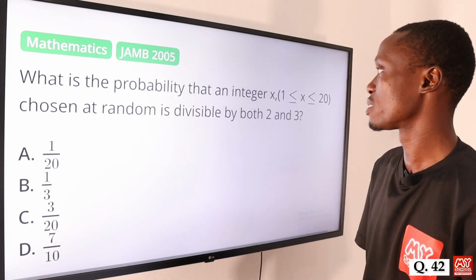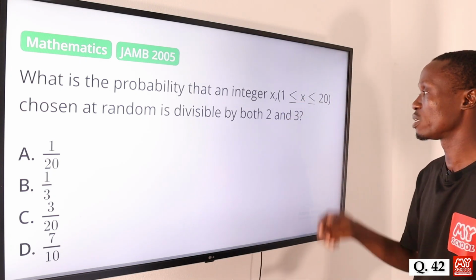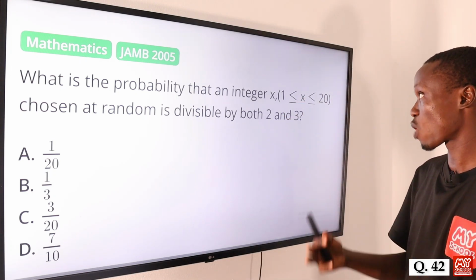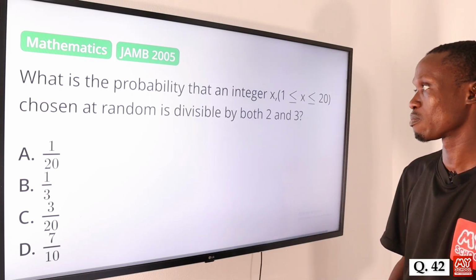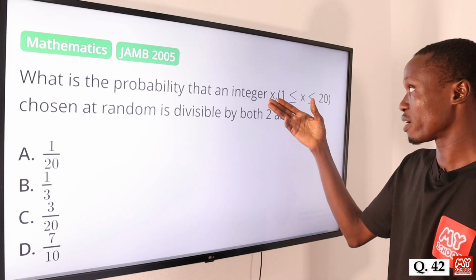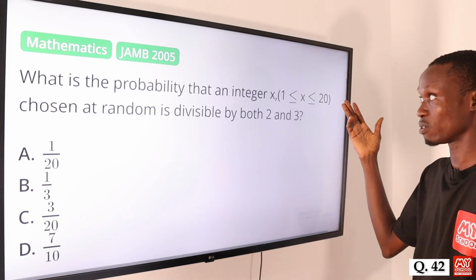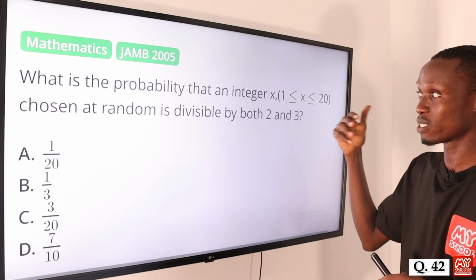Question 42. What is the probability that an integer x lies between 1 and 20, with 1 and 20 inclusive, chosen at random, is divisible by both 2 and 3? So the value of x will be from 1 to 20, and with 1 and 20 inclusive, we have 20 numbers.